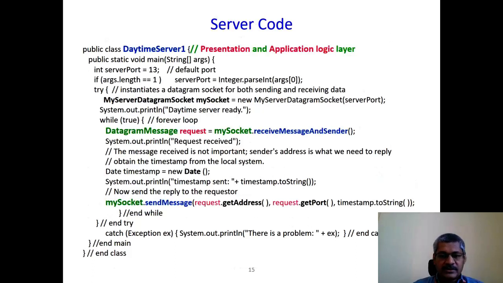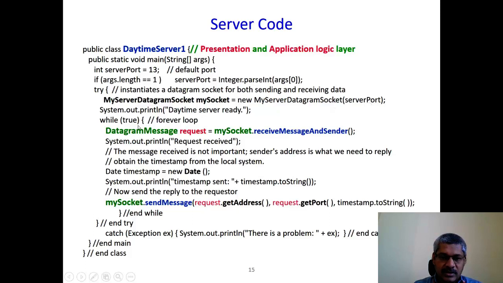So now let us look at the presentation logic and the application logic layer. Again, you are trying to get the port number from the client at the server side. If you are not specifying the port number, then by default it is taking 13. That's where the daytime protocol runs. And then you are creating this MyServerDatagramSocket, and you are passing the port number for that one.